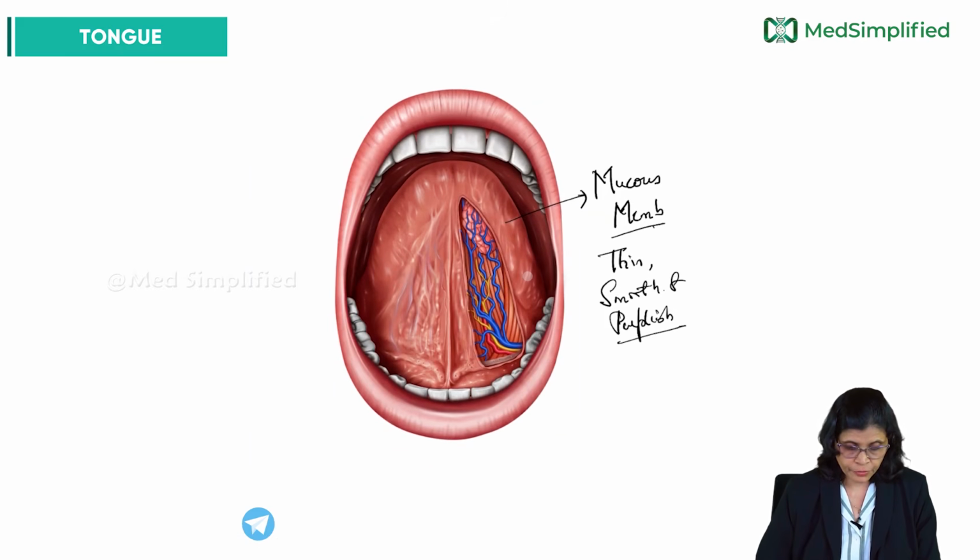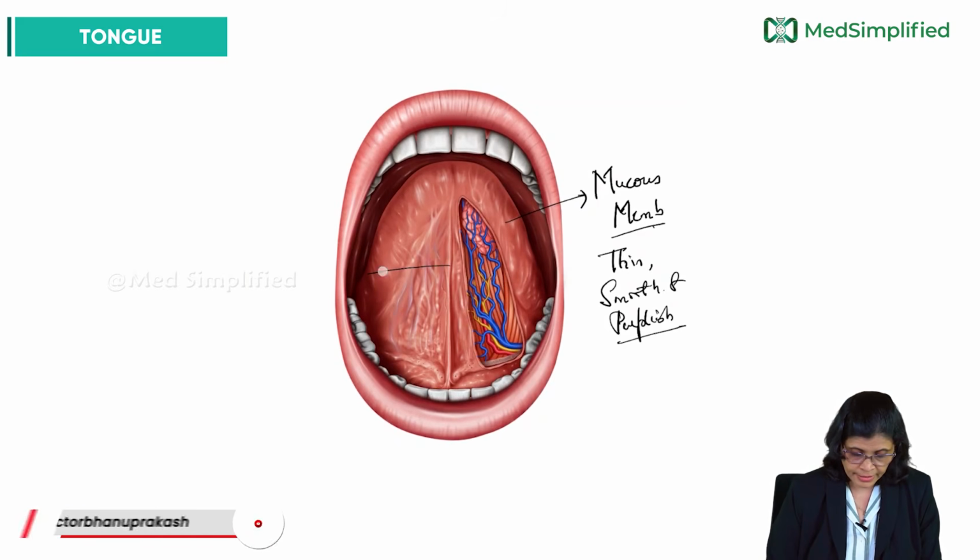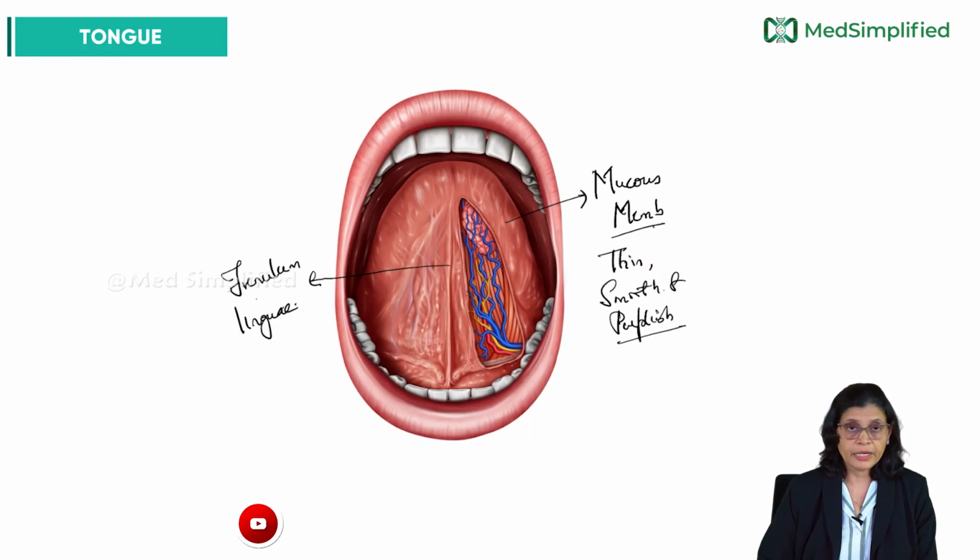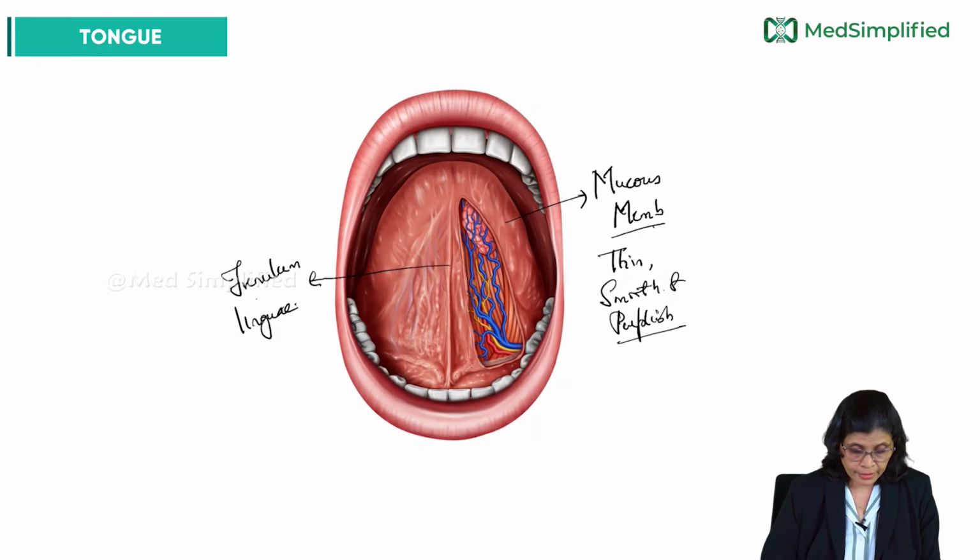Here we can see a few features, that is the median fold of mucous membrane, which we call the frenulum linguae. This frenulum linguae connects the tongue to the floor of the mouth here. Then we have deep lingual veins on either side of this frenulum linguae. These are the deep lingual veins.